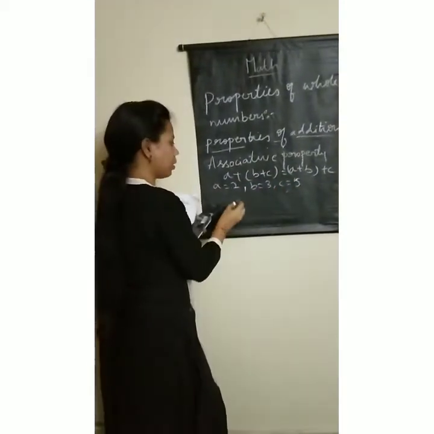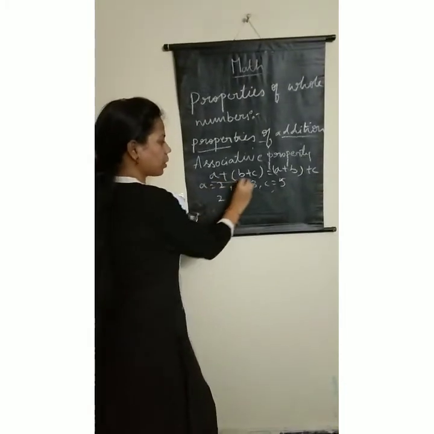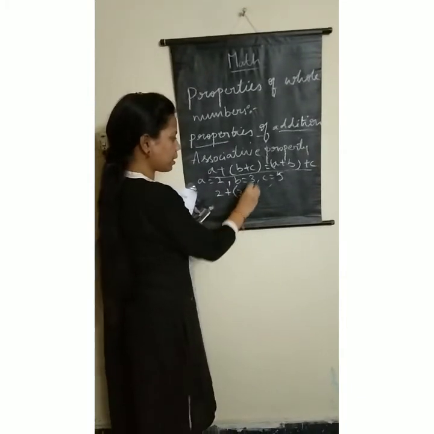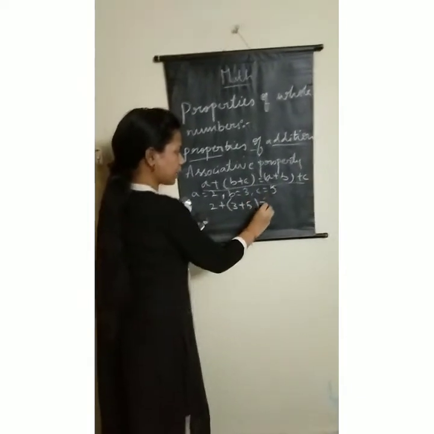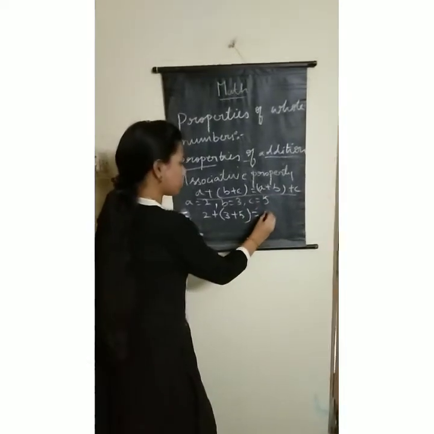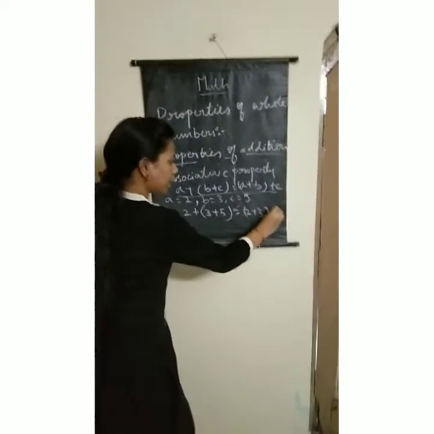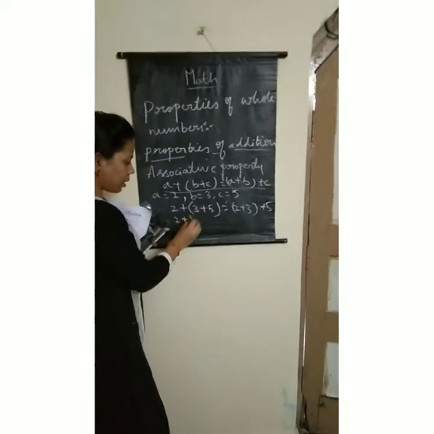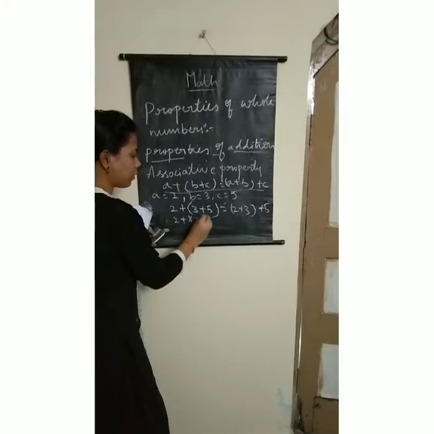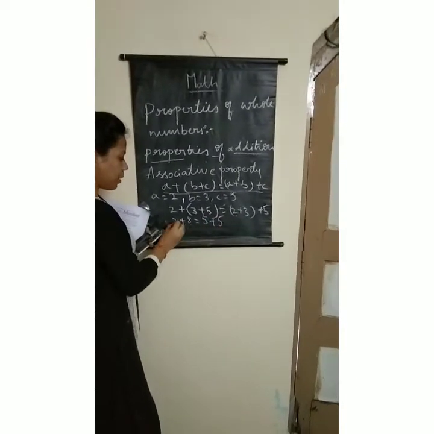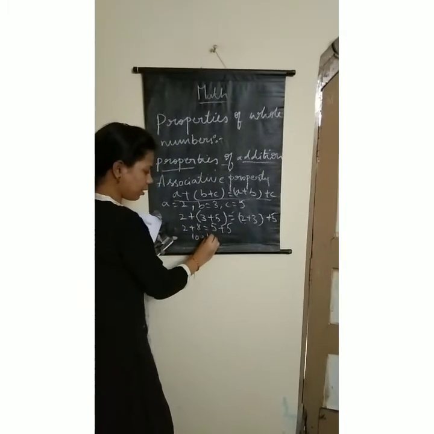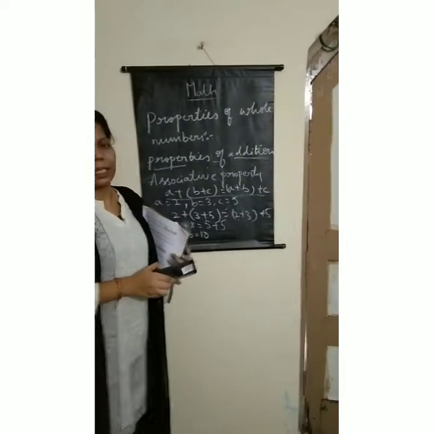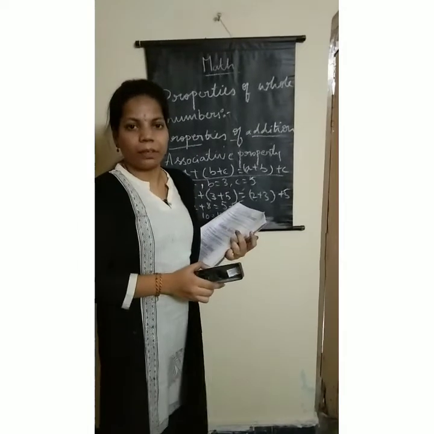We will prove this. We will substitute A is equal to 2 plus B is equal to 3 plus C is equal to 5. A plus B means 2 plus 3 is 5, plus 5 is 10; and 2 plus 3 plus 5 is 8 plus 2, which is 10. So we got the same answer. So associative property also holds good for addition.